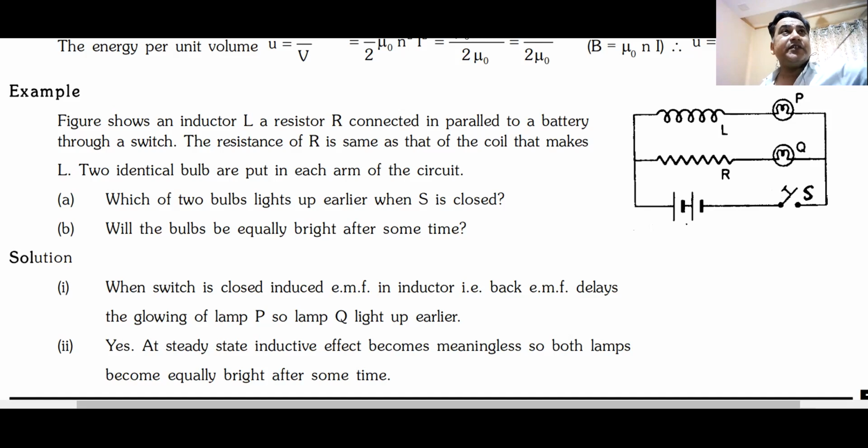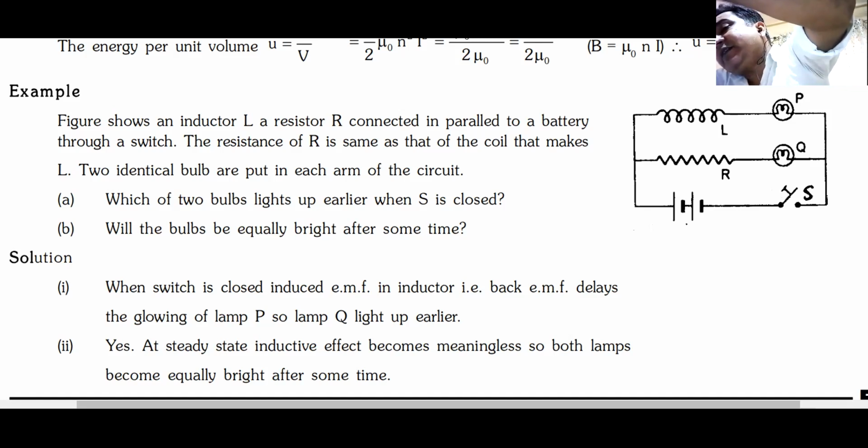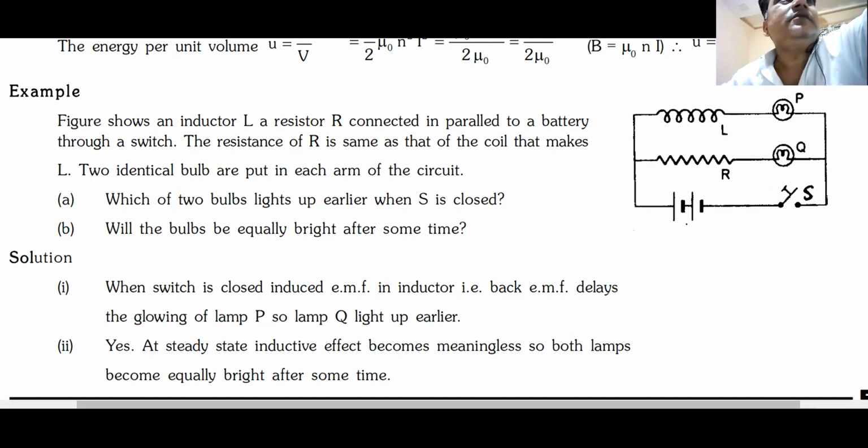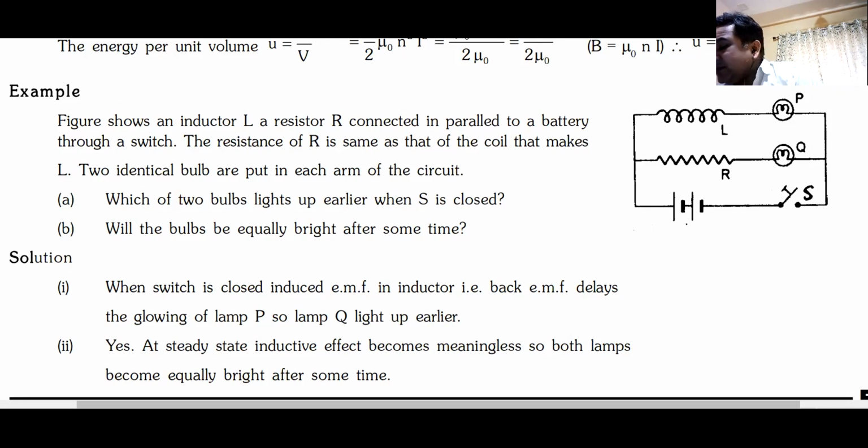Sometimes resistance may be very high, sometimes capacitance can be very high. But as such, they are all combinations of this. In this case, you have an inductor and resistor connected in parallel to a battery through a switch. The resistance R is the same as that of the coil that makes the inductor. Two identical bulbs are put in each arm of the circuit. Which of the two bulbs lights up earlier when the switch is closed? Which one will light up earlier?